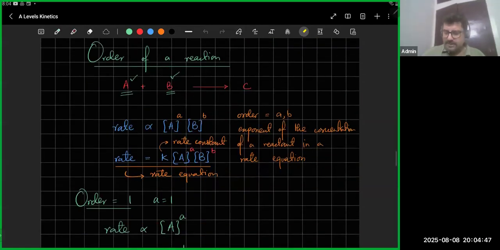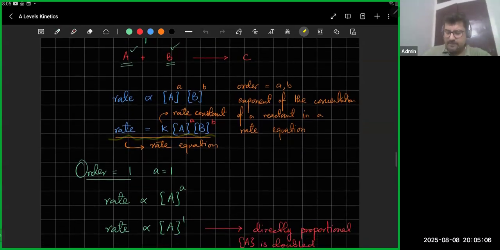And your rate equation is: you've got rate dependent on the concentration of A and the concentration of B. The powers are the order of the reactant. Proportionality, if you get rid of that, you have to bring in a constant. That's your rate constant. And this over here is your rate equation.